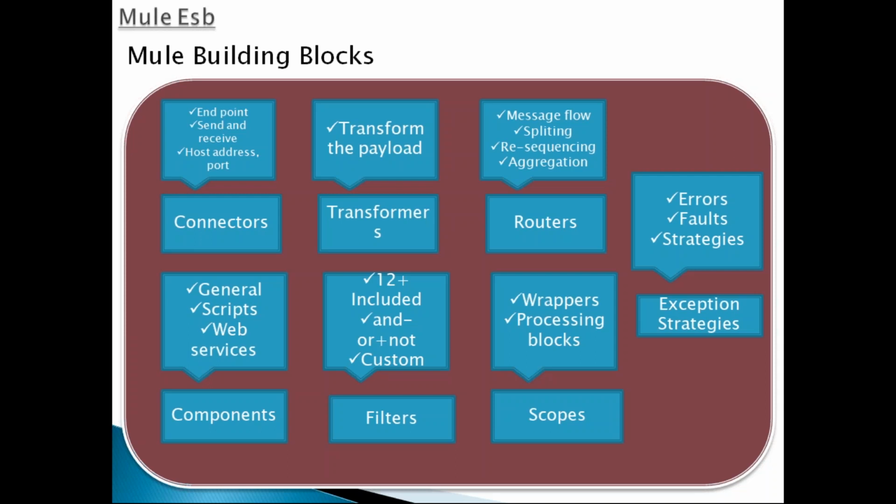And then we go to the transformers. Transformers are like a message transformer. It transforms the message from one form to another, like XML to JSON and JSON to Java. And when we go to the filters, Mule by default has 12 filters included in it, like less and not. The filters are nothing but the conditions which we apply.